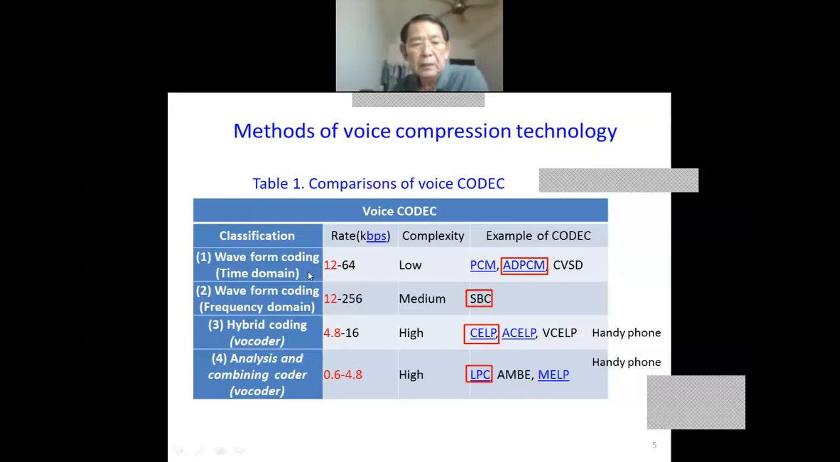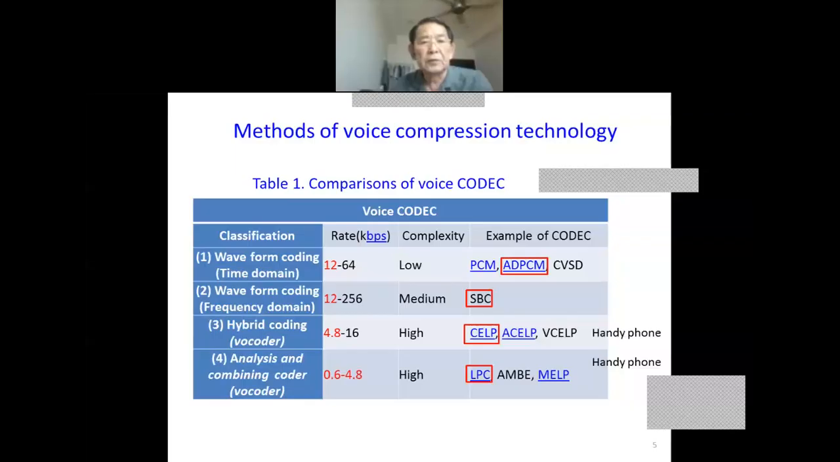And here, the method of 3 and 4 is now used in handy phones, at almost 1/10 of the general transmission rate. So I start explaining ADPCM. This is the explanation of ADPCM.